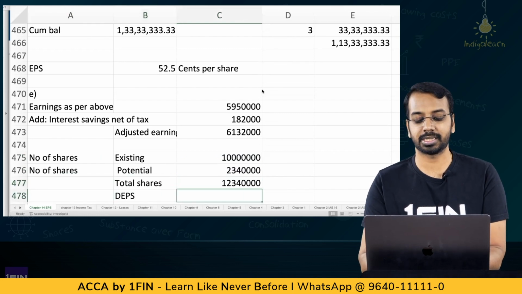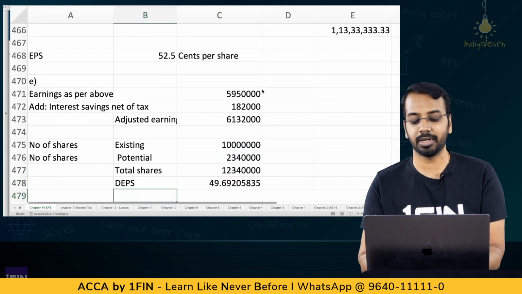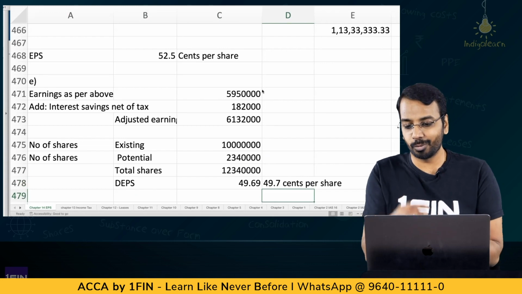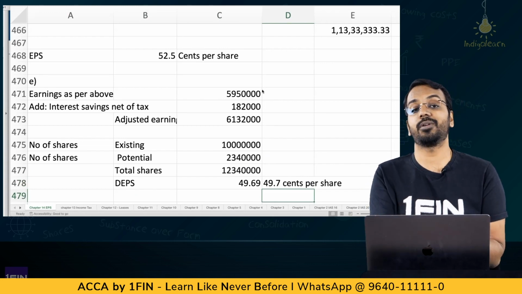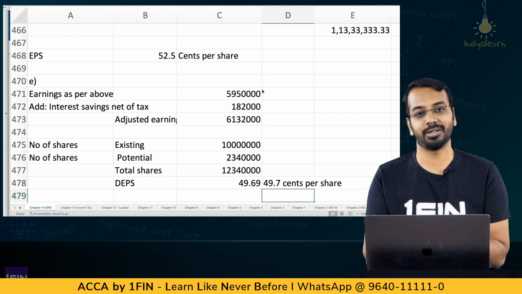So diluted EPS is the adjusted earnings divided by the total shares multiplied by 100. It is 49.69, or 49.7 cents per share. So basically what are we doing? How much will the earnings increase? How much will the number of shares increase? And then we are calculating the diluted earnings per share.